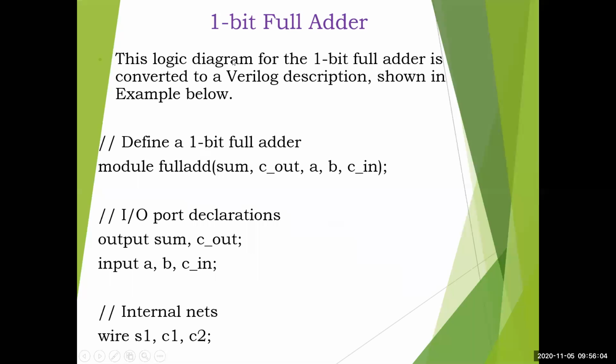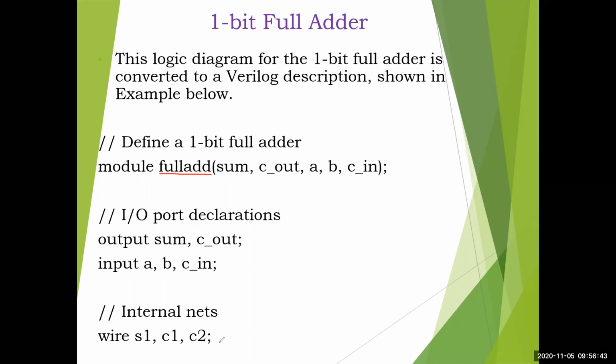The logic diagram for the 1-bit full adder is converted to a Verilog description shown in the example below. I have given the name, and you should be careful with this name, because this name only I am calling in the 4-bit full adder. This is a user-defined name; I have given the name full adder, but you can give any name. Module name full adder, then the list of ports: sum, Cout, A, B, Cin, in any order, but all should be inside this. Then outputs are sum and Cout, all 1 bit. Inputs are A, B, Cin. Then internal nets: wire S1, C1, C2.